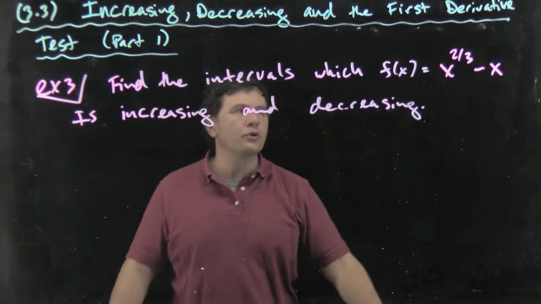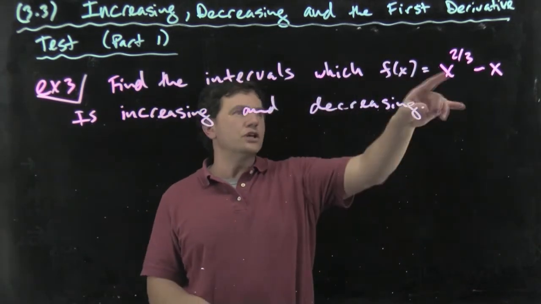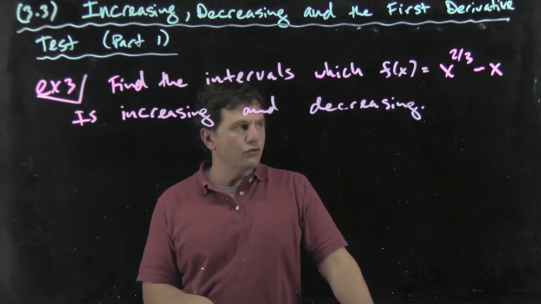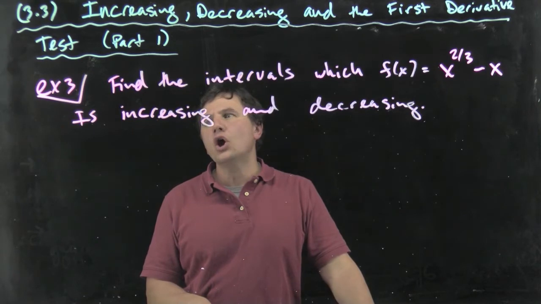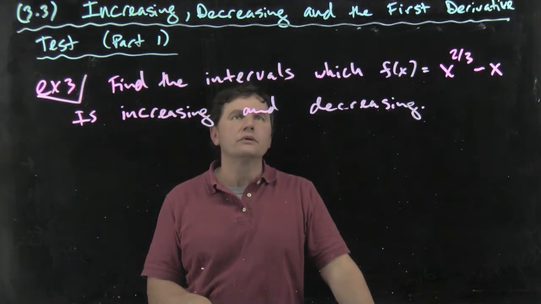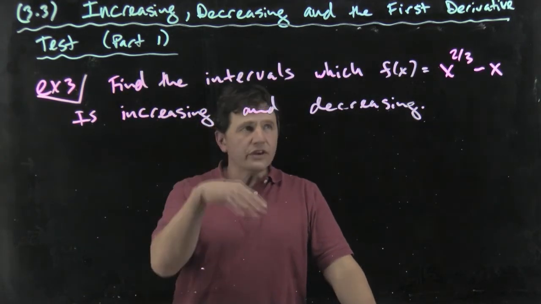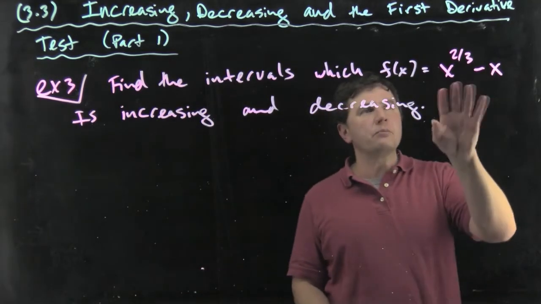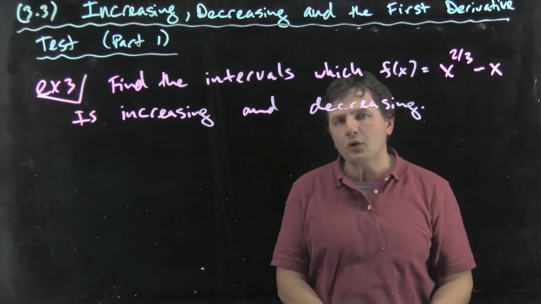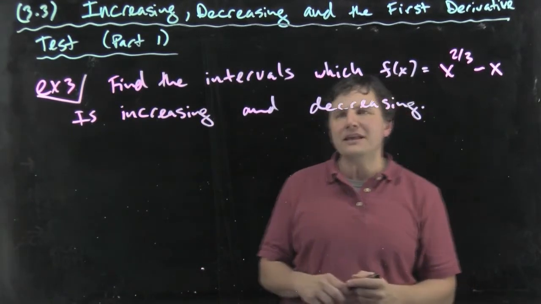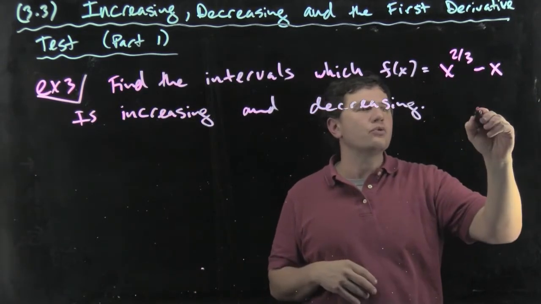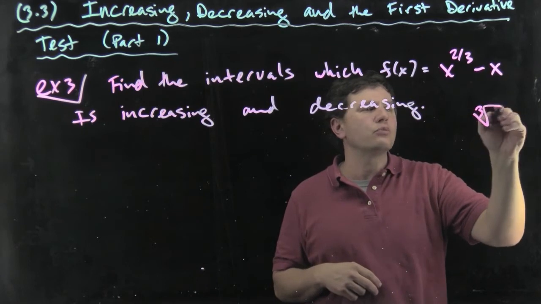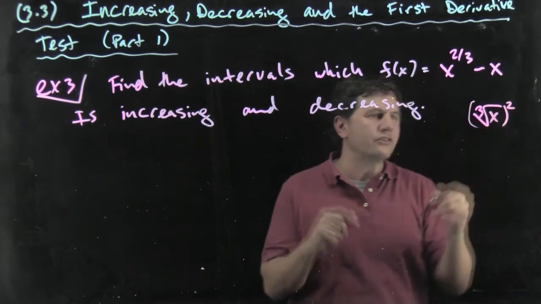Okay, example 3. We have the function f of x equals x to the 2/3 power minus x. And we want to know when it's increasing or decreasing. Now let me point out, this function is not a polynomial. It is always going to be continuous, and if you need to think about this, keep in mind x to the 2/3 power means we're going to take the cube root of x and then square it, or vice versa.